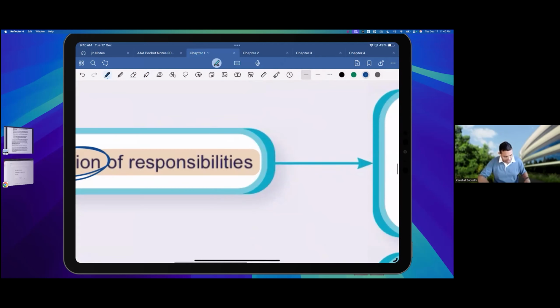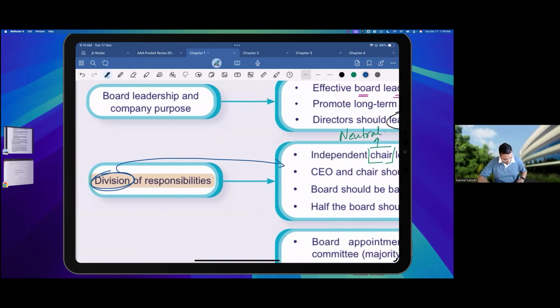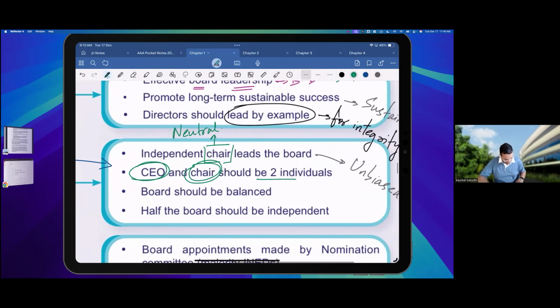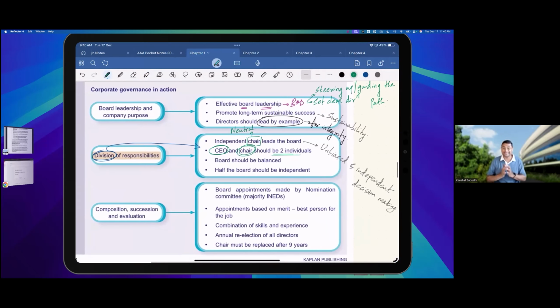When you're talking about the division of responsibilities, that's the reason why the CEO and the chairperson should be two different people. It can't be the same person. We're just dividing responsibilities. The CEO has a separate set of responsibilities, and the chairperson has a separate set of responsibilities. So there can't be a concentration of duties all upon one person. You are preventing excessive concentration of power. The more it is reduced, the better.